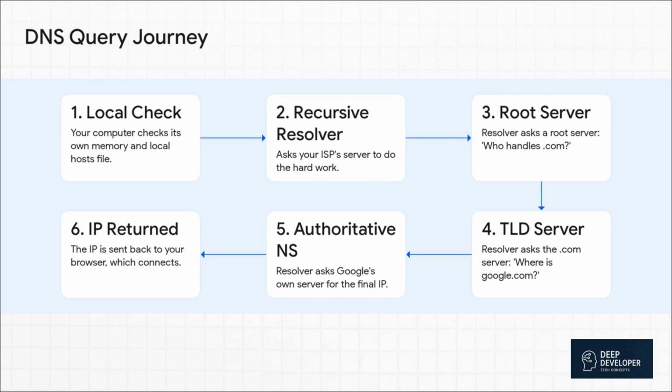First, your computer takes a quick look in its own memory, its cache, and that old hosts file, just in case. If it's not there, it asks what's called a recursive resolver. This is usually a server run by your internet provider or a public one, like 8.8.8.8. That resolver then asks a root server, hey, who's in charge of the .com domains? The root server points it to the top-level domain, or TLD server. The resolver then asks that .com server, okay, where do I find google.com? That server points it to Google's own server, the authoritative name server.